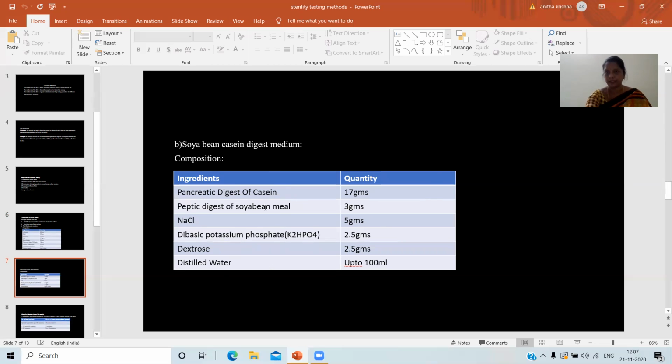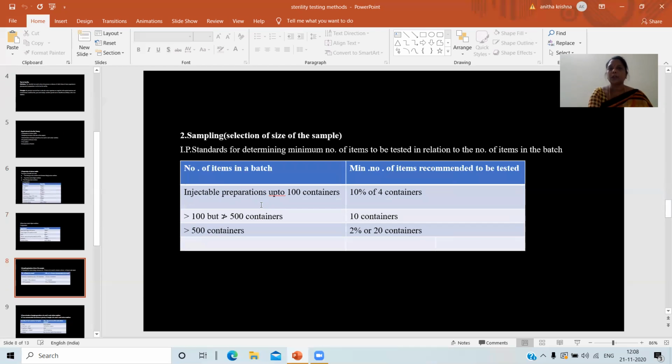So that is your first step, preparing your culture media. Two kinds of culture media: fluid thioglycolate or alternate thioglycolate media, and soybean casein media. Both culture media are generally used for testing the sterility of a product. Now coming to the sample selection.